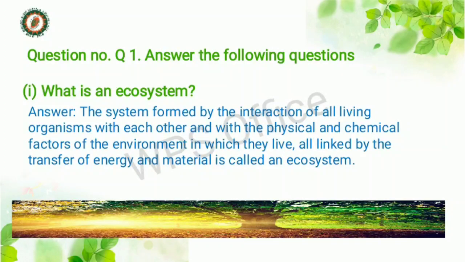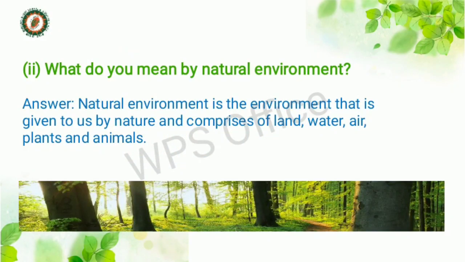Now question number 2. What do you mean by natural environment? And the answer is, natural environment is the environment that is given to us by nature and comprises of land, water, air, plants and animals. So this is the answer of question number 2.